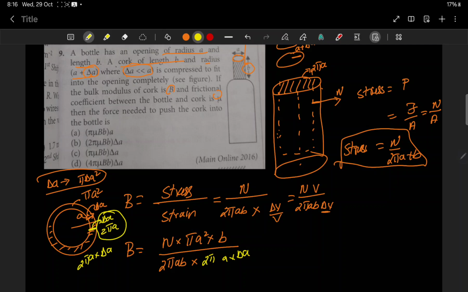Here we have to find the frictional force, so we need the normal force. What will your N be? Pi we can cancel, and here I have a, and a square, so a square can be cancelled. Your normal force is B into 4 pi del a, and then this b also can be cancelled. This is your normal force. Then your frictional force will be mu into N. Simply multiply N with this: 4 pi del a B into friction. So option D is correct.